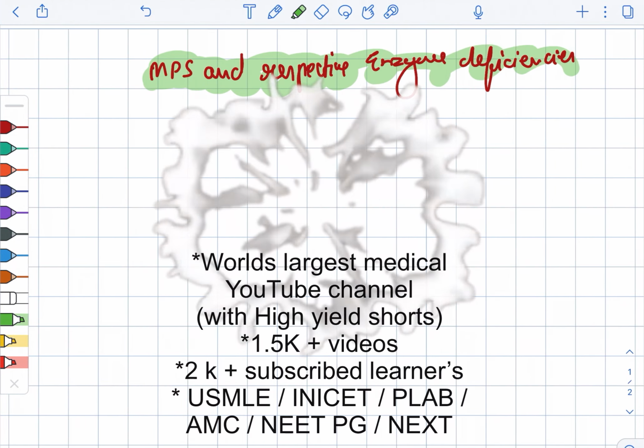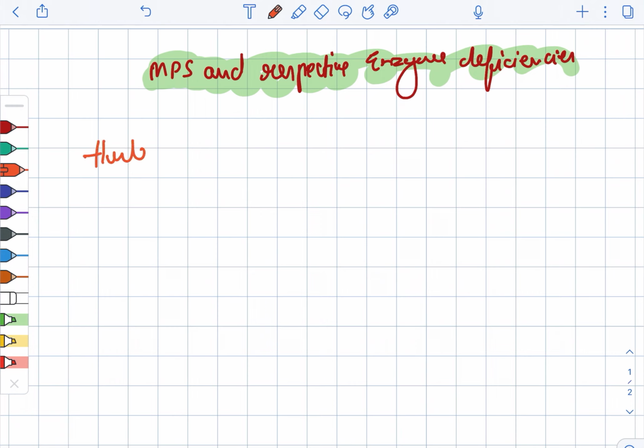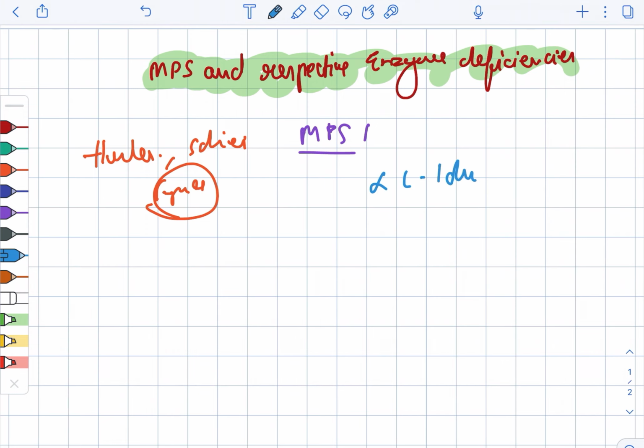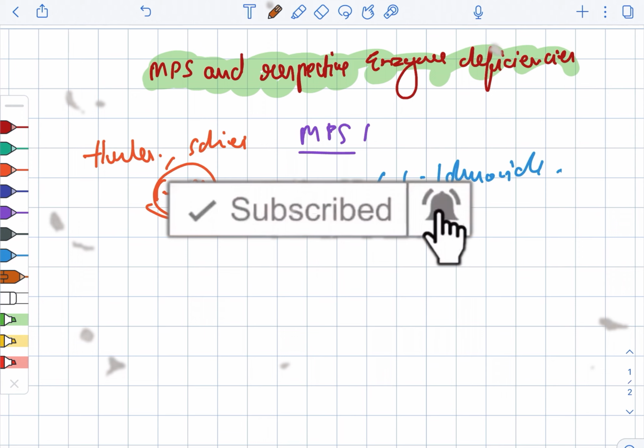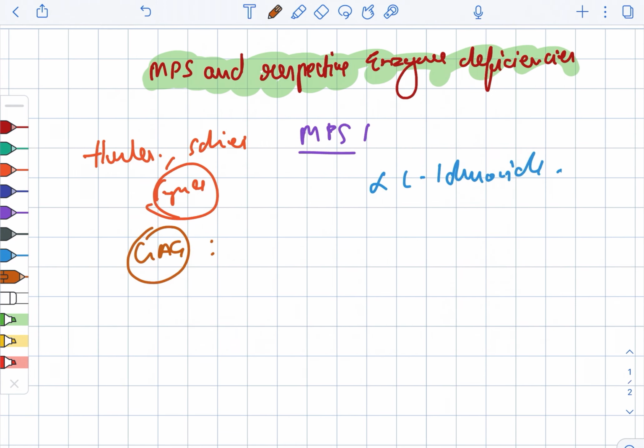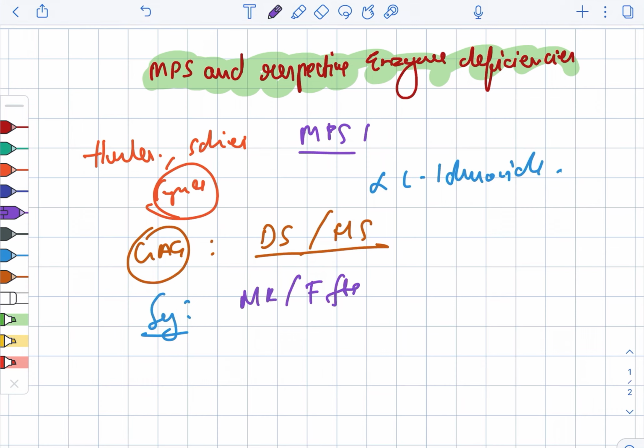MPS and the respective enzyme deficiencies. So firstly there is the Hurler or the Scheie syndrome. So this is basically a defect in the MPS 1, and the enzyme deficiency is the alpha-L-iduronidase. So the GAGs affected include the dermatan sulfate as well as the heparan sulfate. Symptoms include the presence of mental retardation. There are also coarse facial features, as well as hepatosplenomegaly and corneal clouding.